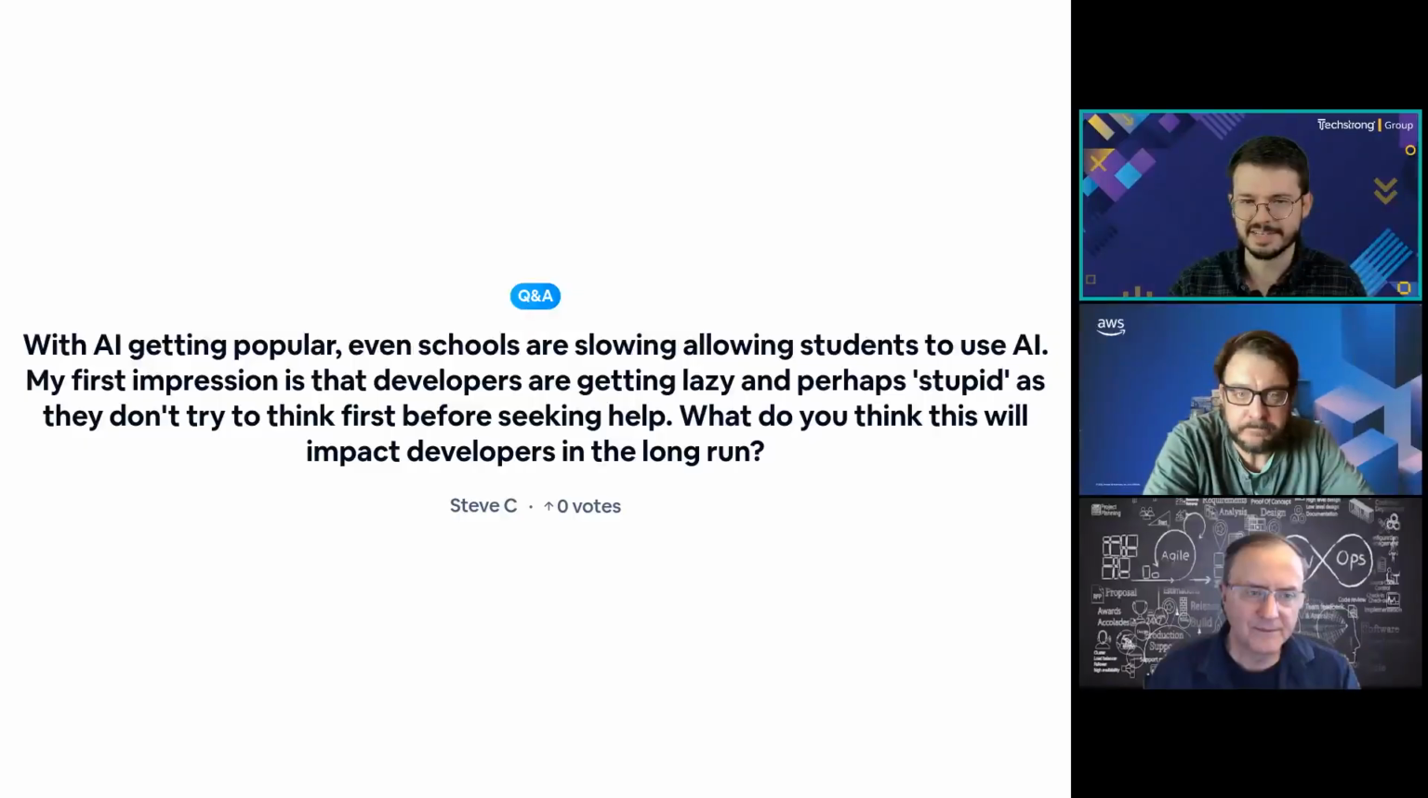Thanks for that, guys. Our next question comes from Steve. With AI getting popular, even schools are slowly allowing students to use AI. My first impression is that developers are getting lazy and perhaps, quote unquote, stupid as they don't try to think before seeking help. What do you think this will impact developers in the long run?